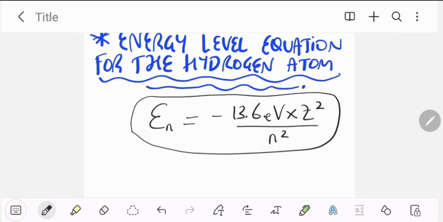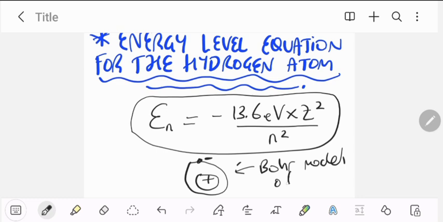Now, as you know, hydrogen is the simplest atom. It's the simplest element in the universe. It's got one proton and one electron. Now this, I should specify, is the Bohr model of hydrogen. Niels Bohr was a Danish physicist who came up with this atomic model in 1913.